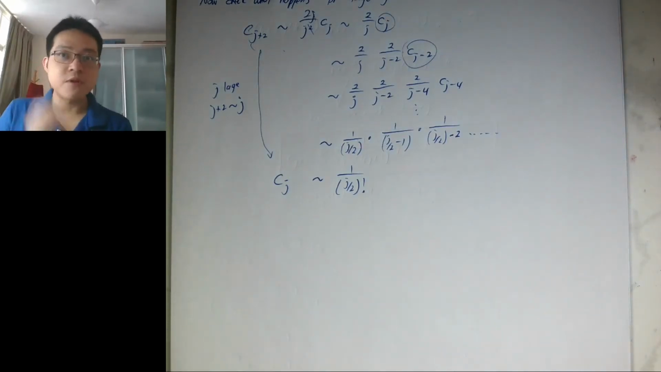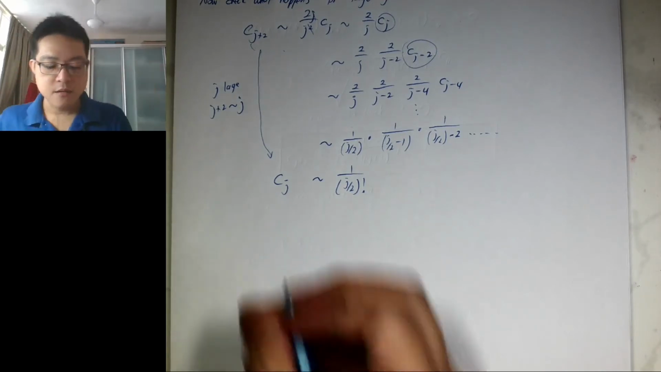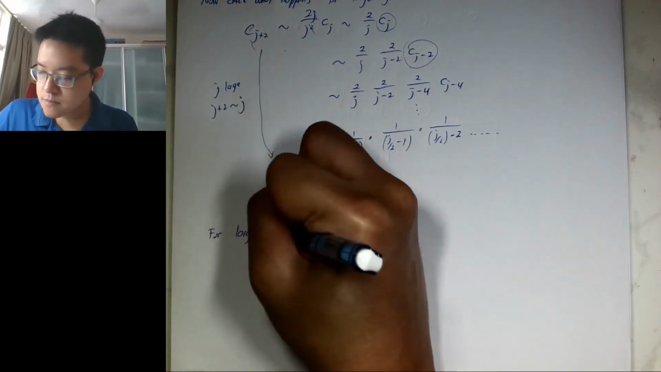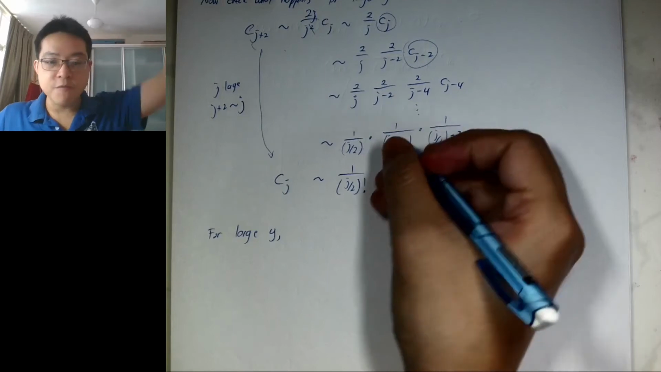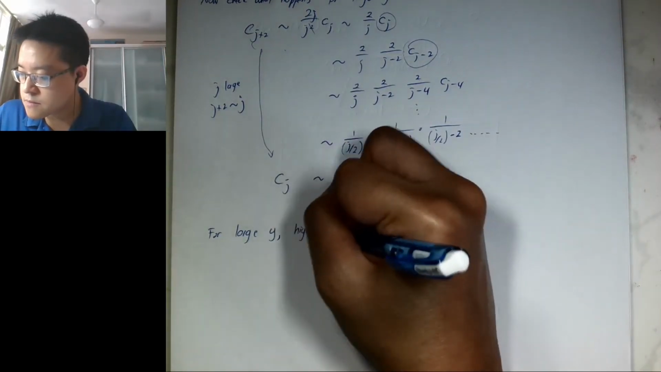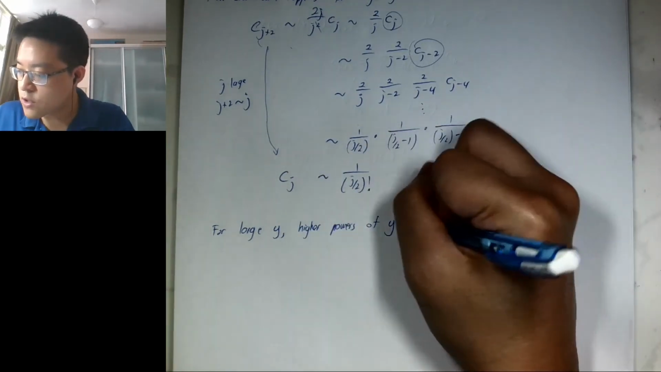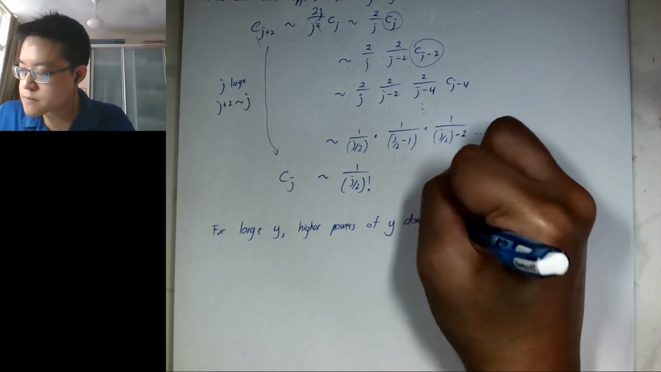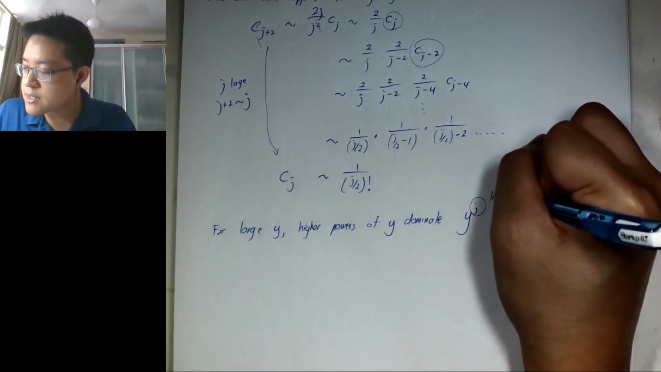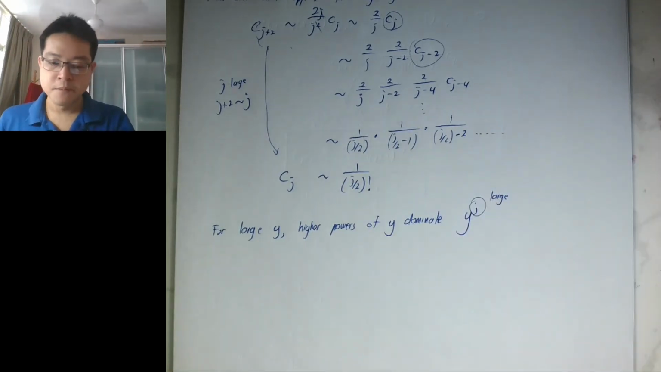So this is my asymptotic structure for the Cj for large j. Why do I say asymptotic structure? Asymptotic structure is for large y. This is j, but they are the same because for large y, the higher powers of y are important. So they dominate. So that means when y is large, the important terms are coming from the large j numbers, right?